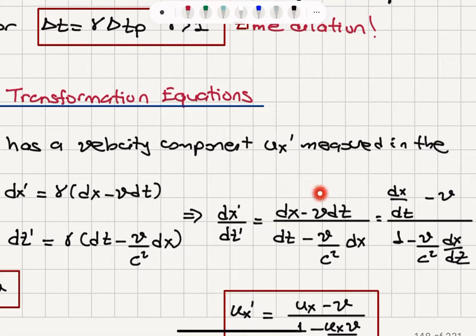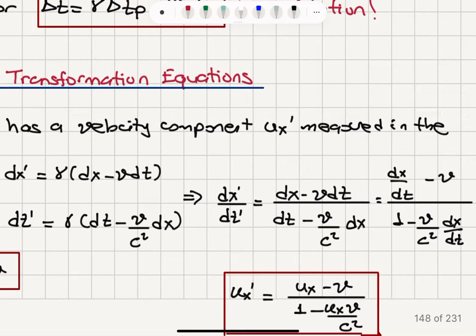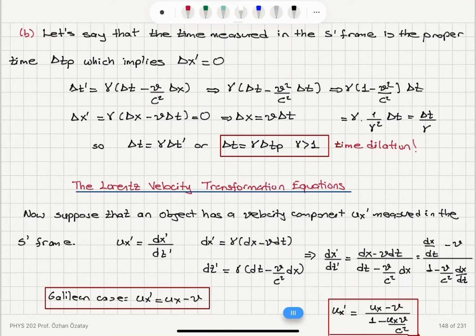If we take dt out in parentheses in the numerator, we obtain dx/dt minus v. If we take dt out in the denominator, we obtain 1 minus v over c squared times dx/dt. Now, what is dx/dt? That is the velocity component measured in the S reference frame, so this would be ux. So this would be ux minus v divided by 1 minus ux v over c squared. So we have obtained the velocity transformation.